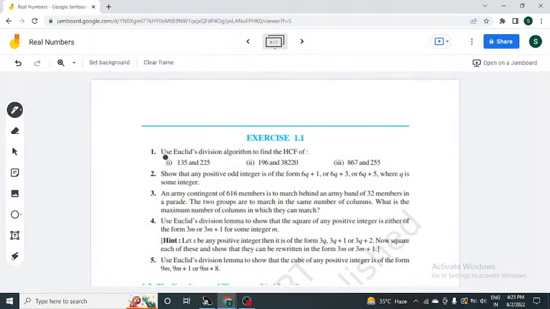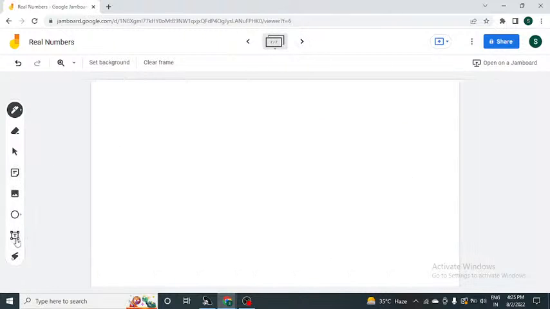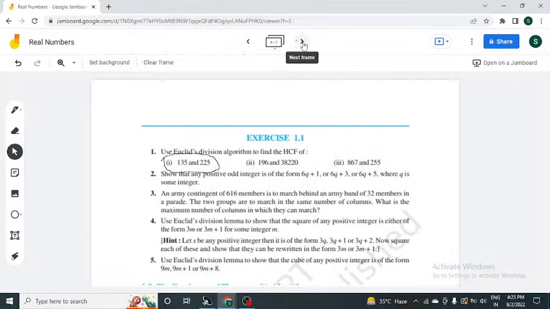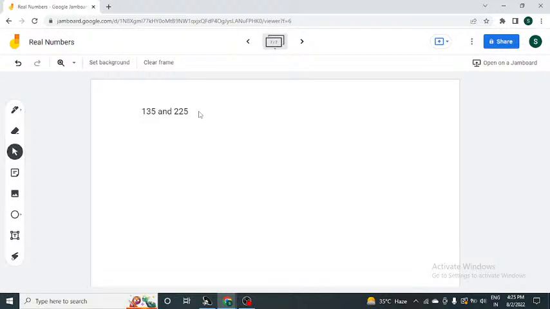The first question is, we have to find out the HCF of 135 and 225 using Euclid's division lemma. I'm going to quickly write down the numbers. So the numbers are 135 and 225, I believe. Let me just check. Yeah, 135 and 225. Now we are going to apply the division lemma to find out the HCF for these numbers.